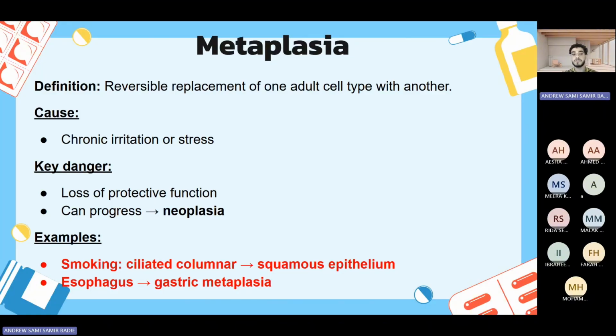So, for example, in smoking, as you guys know, in the lungs we have ciliated columnar epithelium. Now, if we have chronic smoking or increased irritation, it becomes squamous epithelium. It can't undergo its functions like secretions, and becomes more squamous. Again, here in the esophagus, sometimes we have reflux of acid from your stomach, and instead of it becoming squamous, it becomes columnar. It goes the other way around, so it loses its protective function.